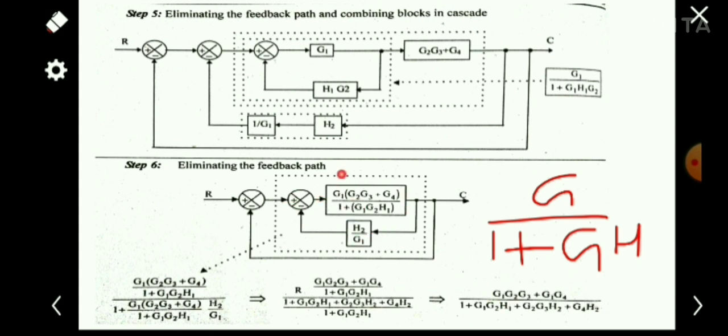So a block comes here and a feedback loop having a gain of 1. There are no H1 or H2 terms here, so the feedback gain is 1. We can say it is a unity gain feedback. Again we can use our function G by 1 plus GH, because this is a negative feedback loop. So G becomes this and H becomes 1, so this function divided by 1 plus this function.